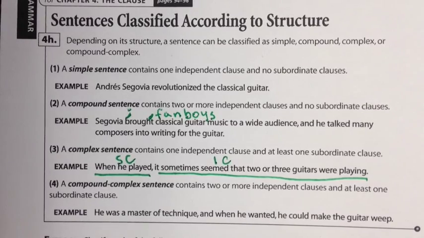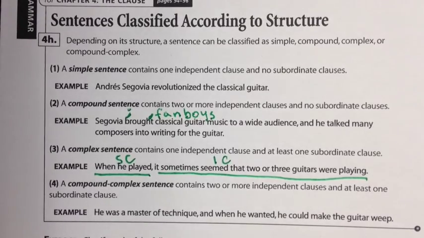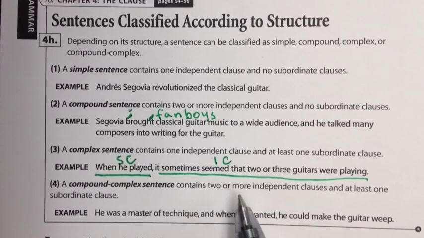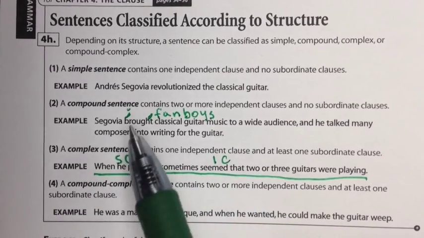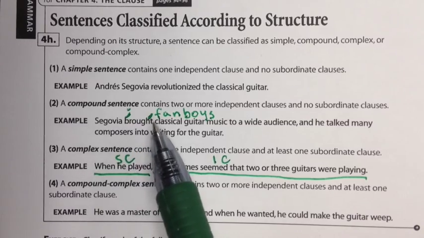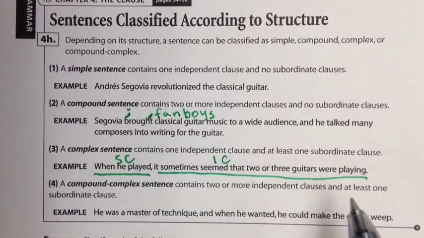The last type of sentence is a compound complex sentence. And this has two independent clauses. So this will have a semicolon or a comma FANBOYS. But it also has at least one subordinate clause.